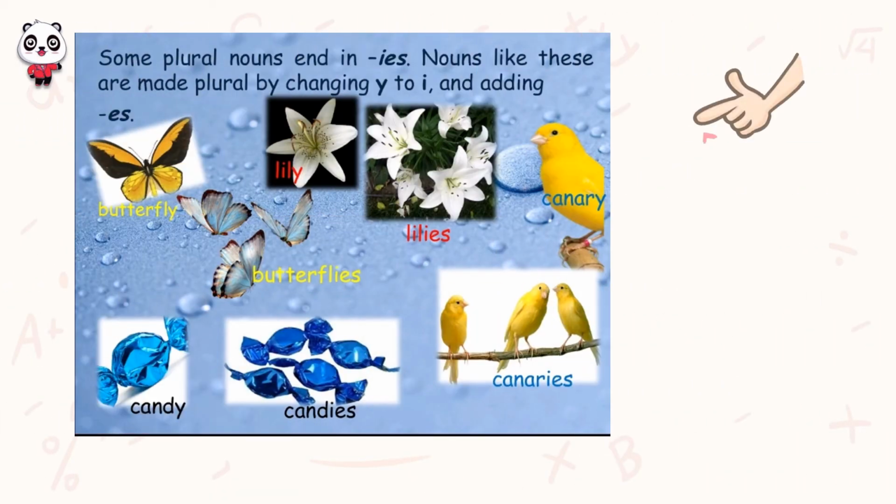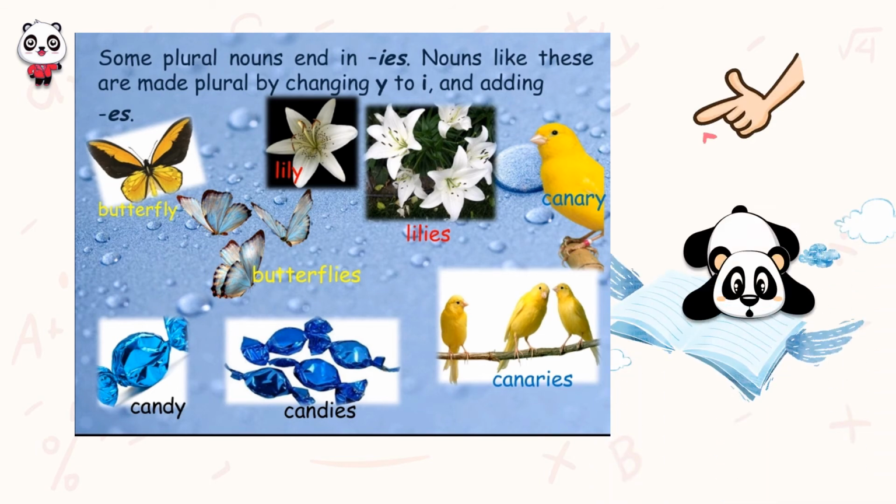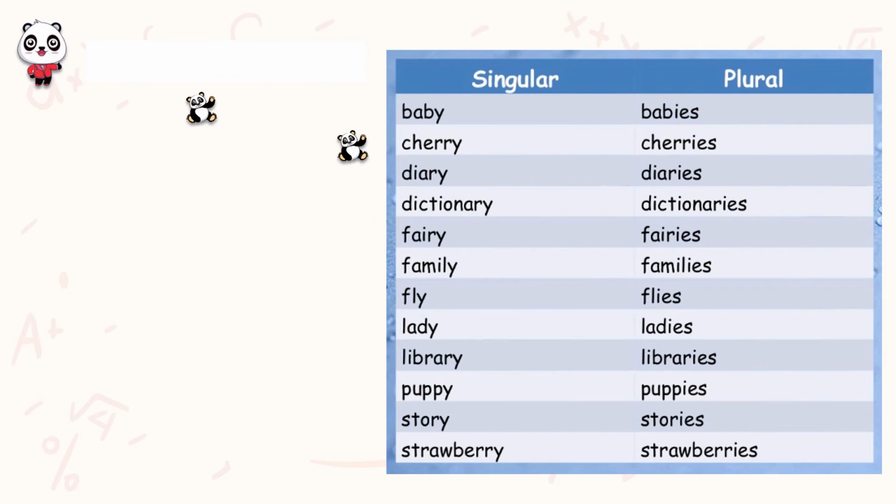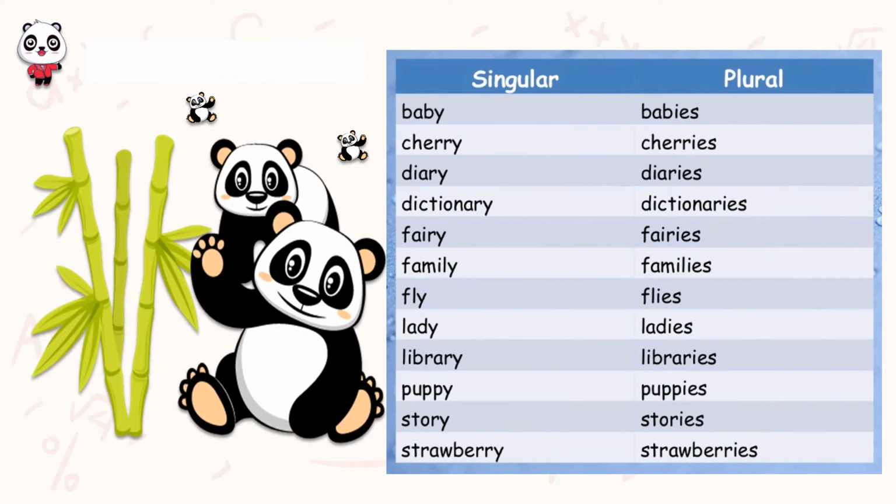Some examples. Butterfly, butterflies. Lily, lilies. Candy, candies. Here I gave some more examples for you to refer.